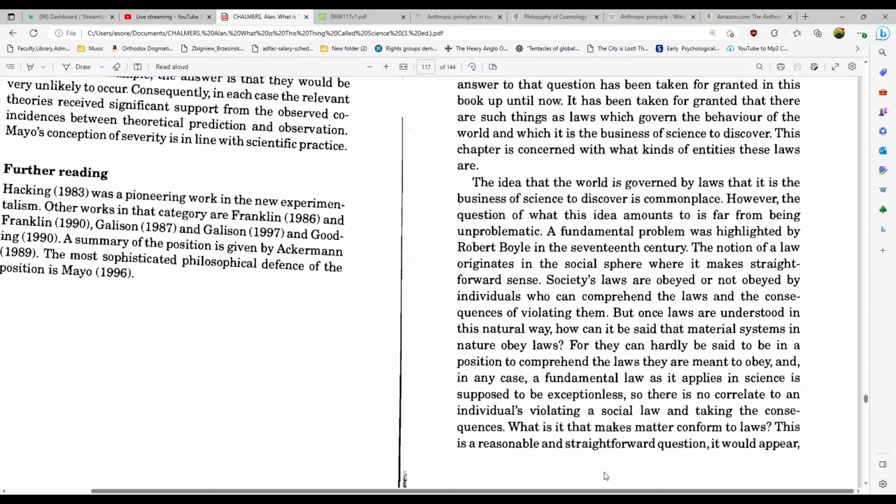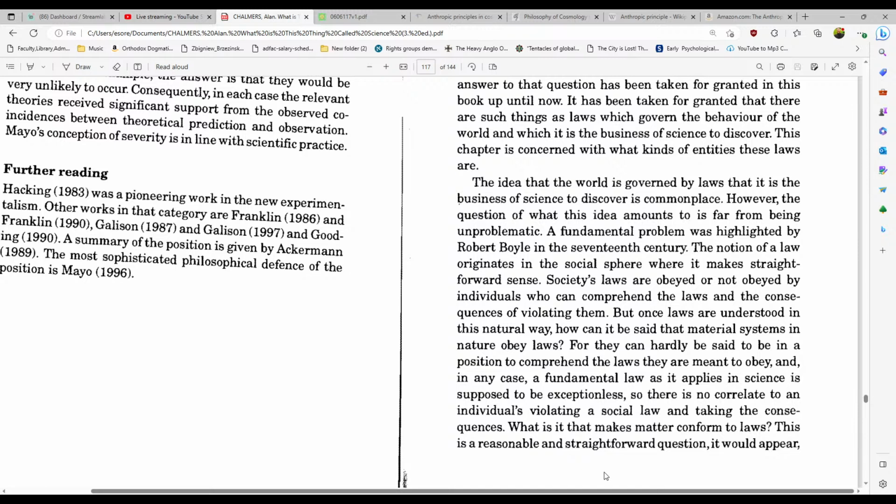So as you see here, he's talking about the idea that the world is governed by laws, that it is the business of science. Okay, I already talked about that. Now, all of you just assumed that. Well, yeah, of course. And what does the author state? This question of what the idea amounts to is far from being unproblematic. Surprise, surprise. The fundamental problem was highlighted by Boyle in the 17th century.